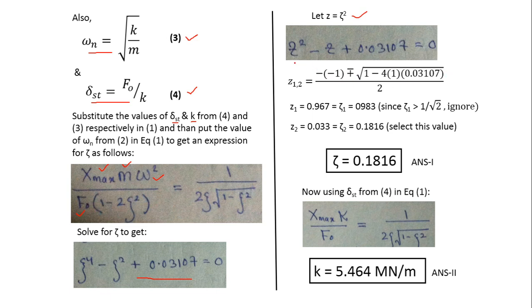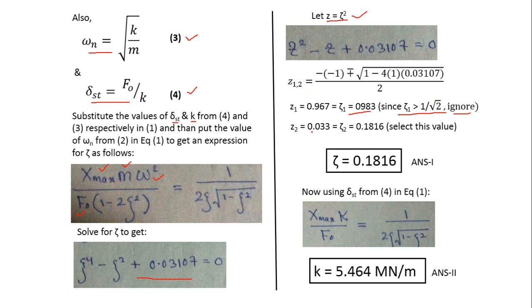And since this is a quadratic equation, you can find the values of z1 and z2 by using the quadratic formula. So here you see that a is equal to 1, b is equal to minus 1, and c is equal to 0.03107. And from this equation, you get the value of z1 as 0.967. When z1 is 0.967, then zeta 1 will be under root z1, and you get the value of 0.983. But you notice that zeta 1 comes out to be greater than 1 upon under root 2. So we are just going to ignore this value, and we have to find now zeta 2, z2 actually.